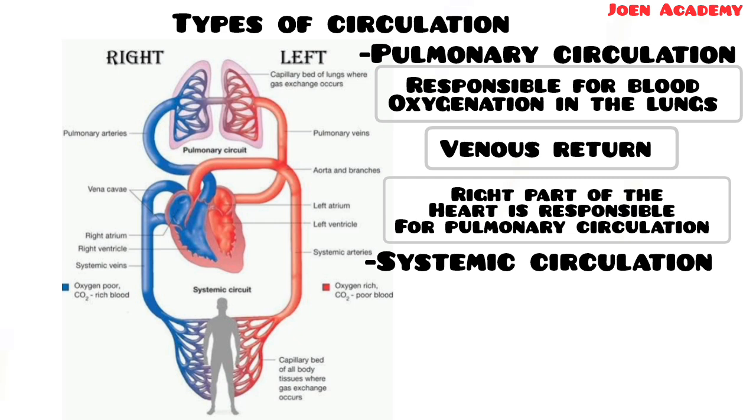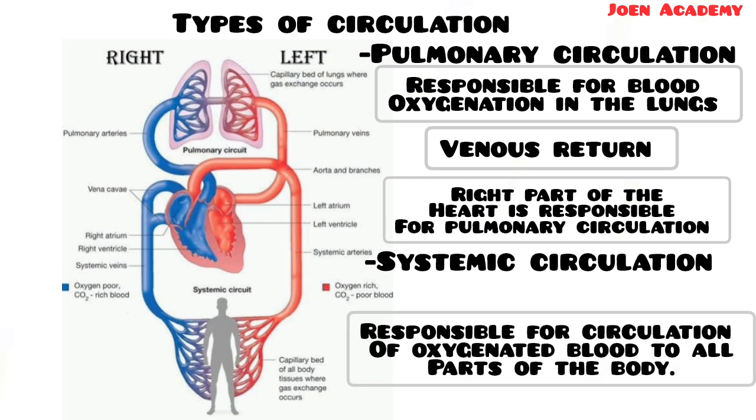As for systemic circulation, it is the circulation in which oxygenated blood is transported from the left ventricle to all parts of the body. In this circulation, the left atrium receives oxygenated blood from the lungs through the pulmonary veins. It is important we note that the pulmonary arteries are responsible for conveying the deoxygenated blood from the right ventricle to the lungs. The oxygenated blood in the left atrium is emptied into the left ventricle through the left atrioventricular valve, which is also known as the mitral valve. The left ventricle then pumps oxygenated blood to all parts of the body through the aorta. This then gives us the right to say that the left part of the heart is responsible for systemic circulation.